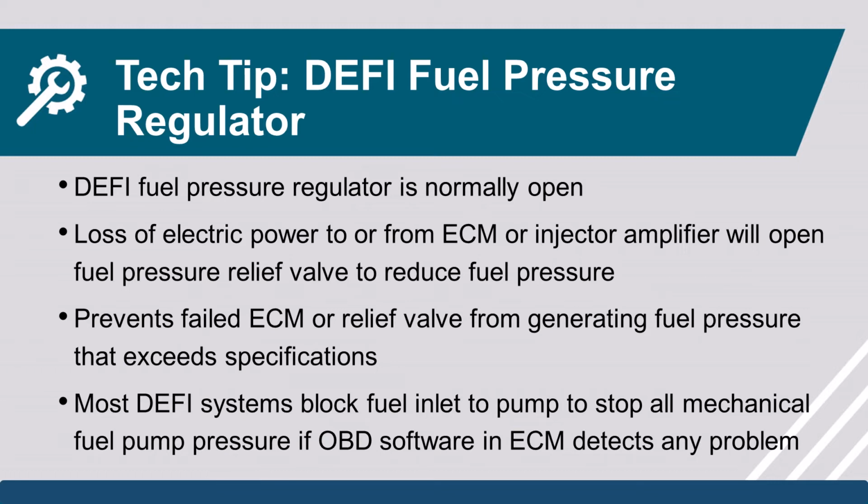With direct electronic fuel injection, the pressure regulator is found to be what they call normally open. And that means that if there's a loss of electric power to or from the ECM or an injector, if there's a failure, it'll reduce fuel pressure. And that prevents some failure from occurring that would generate excessively high fuel pressures that can be very dangerous. Most of these systems will actually block the inlet to the pump to stop all mechanical fuel pressure, which really increases that pressure.